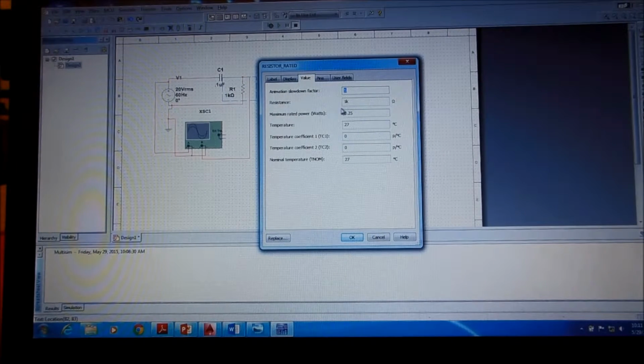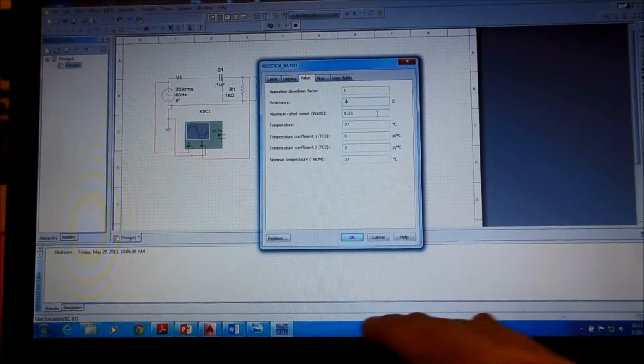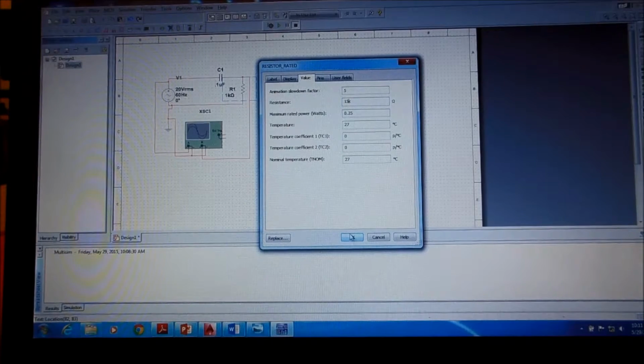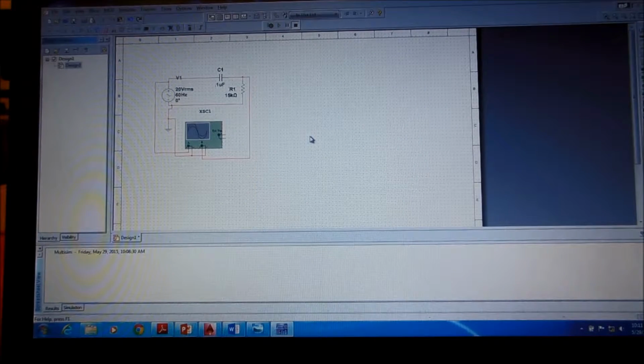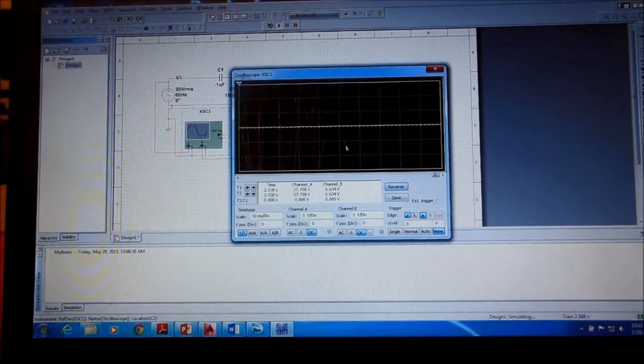And we'll just make that a little bit bigger. So we'll make him 15. And that's what we have for our circuit. So we're all ready to go. And now what we're going to do is run our program, and we're also going to pop up the oscilloscope.